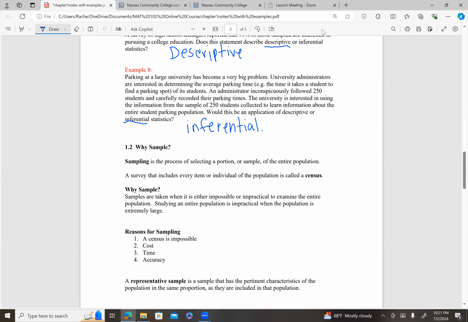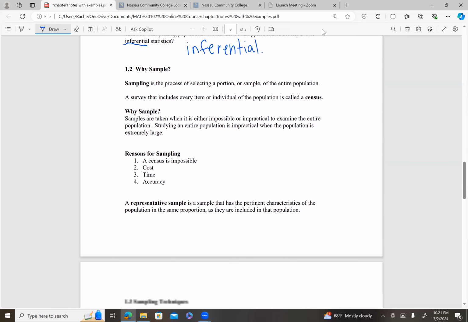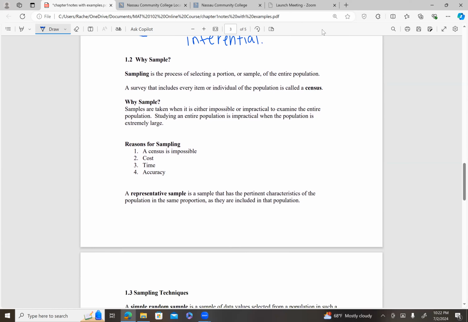All right, so let's move on to section 1.2, which talks about why do we sample? And I started talking about this in the last video. So remember, sampling is the process of selecting a portion or a sample of the entire population. And I talked about what a survey was. So I said, think of a survey as a sampling.